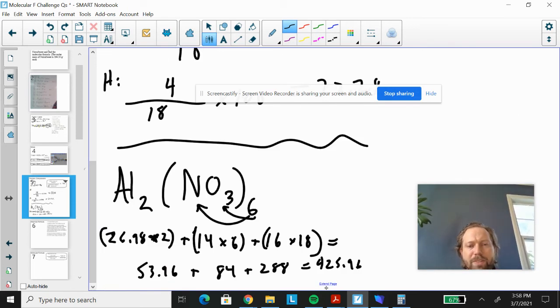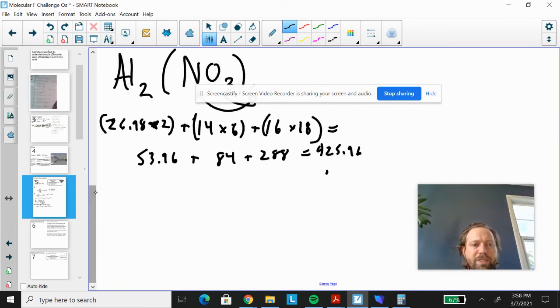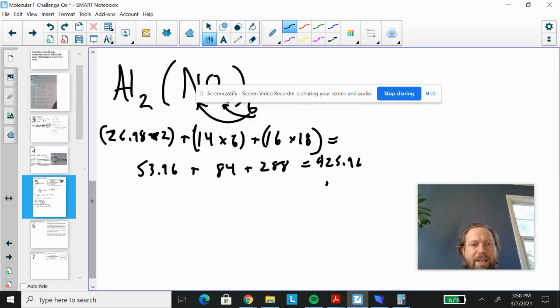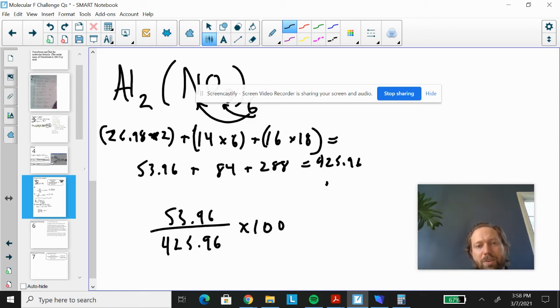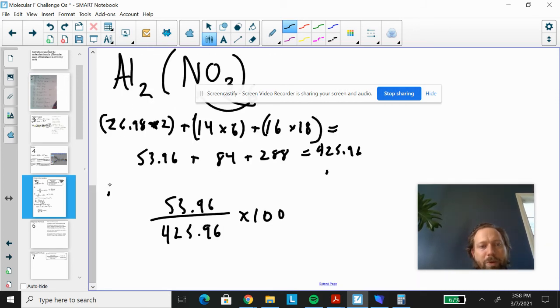And again, it's the same exact process, right? I think that's the hardest thing, is just adding up the molar masses. But once you get that, then you take each one. So aluminum's total molar mass was 53.96 divided by 425.96 times 100. Okay, that would be aluminum's.